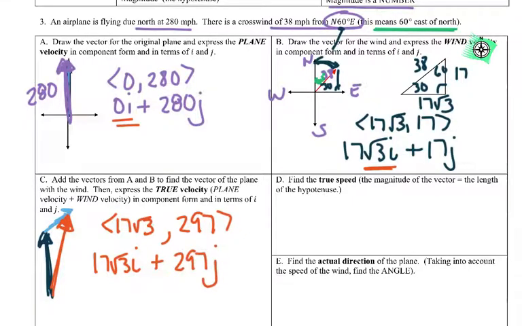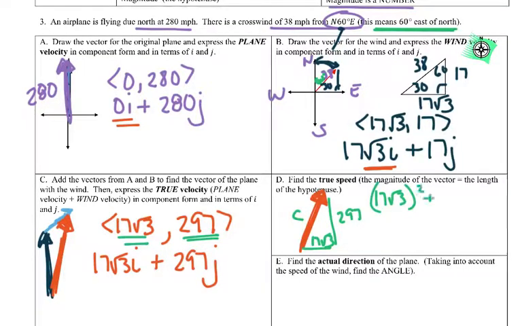So now we're going to find the actual magnitude of this vector. So I'm going to write it here. That's like the true speed, the way the plane is actually going. And it has a horizontal component of 17 root 3, which I'm getting from here. Vertical component of 297, which I'm getting from there. How do I find the hypotenuse? Oh yeah, 17 root 3 squared plus 297 squared equals c squared.